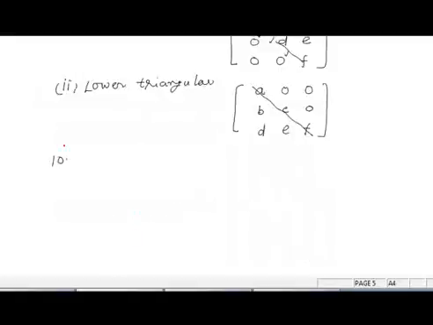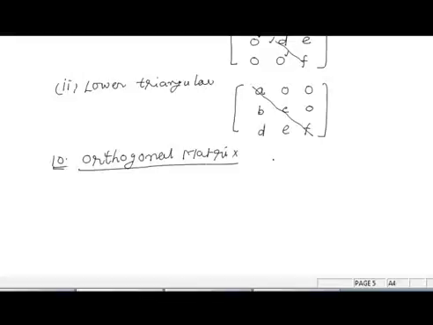The next type of matrix is the orthogonal matrix. If any matrix A and its transpose, if this will be equal to a unit matrix I, then the matrix is called the orthogonal matrix, and it should be equal to A transpose into A.